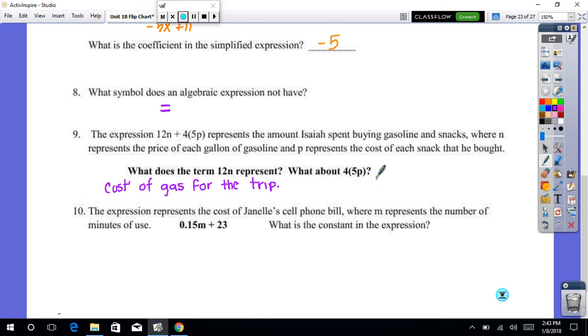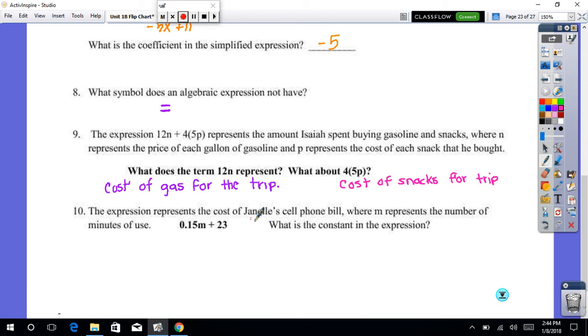Okay, the next part, what does that represent? Well, this represents the cost of the snacks for the trip. Okay, apparently he was pretty hungry. He bought 20 individual snacks.